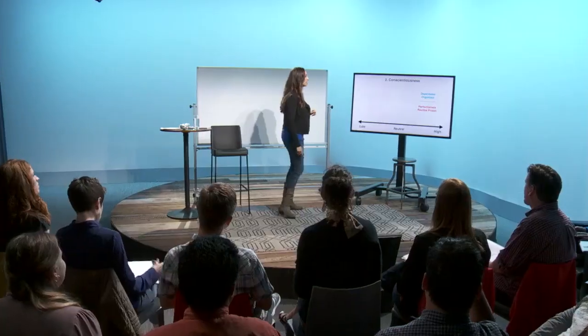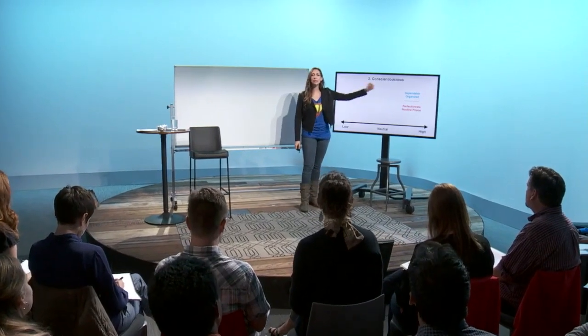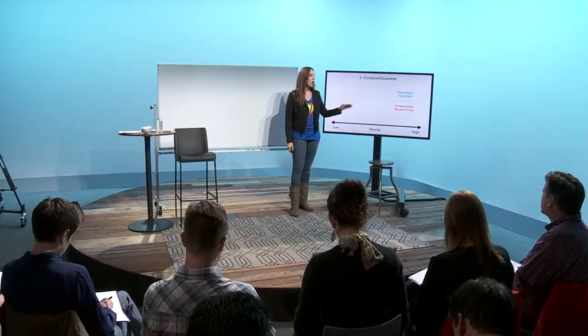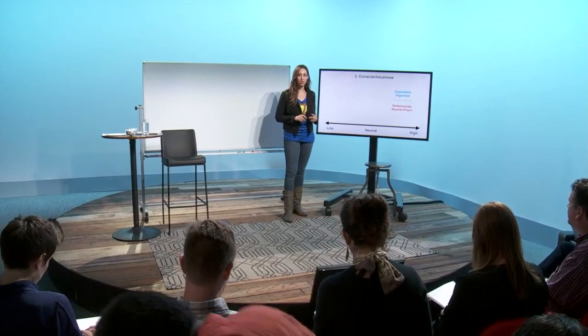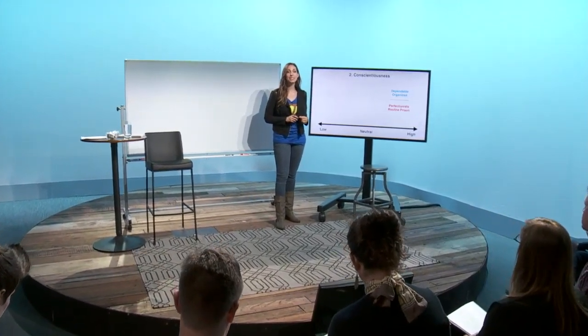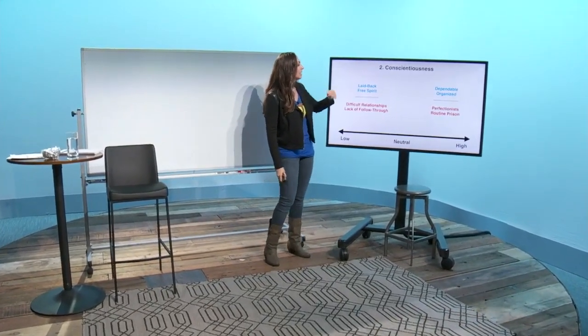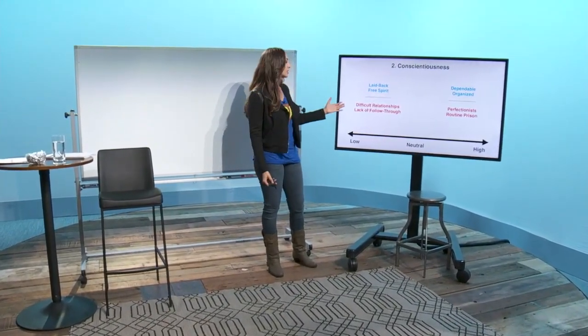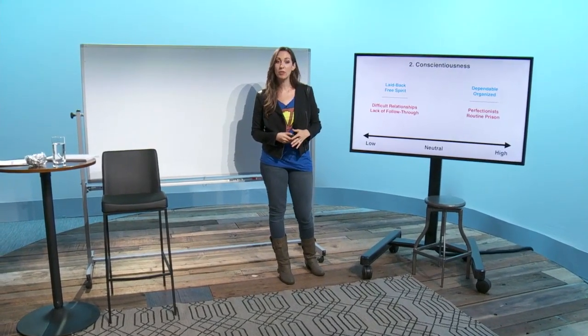So now we're going to talk about conscientiousness. On the high side, people who are high in conscientiousness are extremely dependable and organized. They get it done. On the high side, they can be perfectionists. They can fall into a routine prison where they feel so imprisoned by their need for control and organization that they can't break out of it. On the low side, they're laid back, they're free spirits, but sometimes they can be difficult to be in a relationship with because it's hard to find them, it's hard to depend on them, and there's a lack of follow-through, which can also be a challenge in work environments.